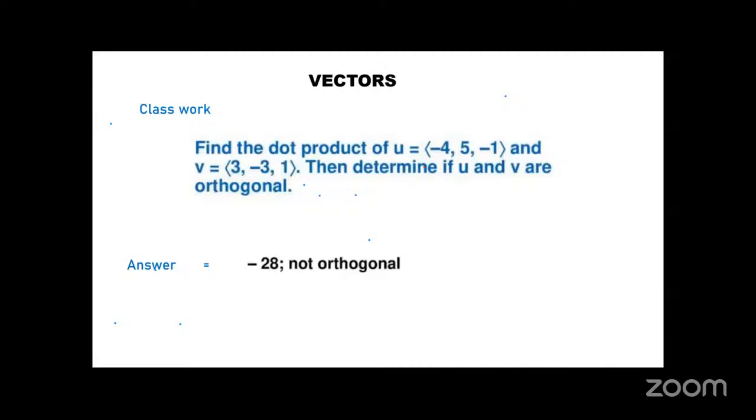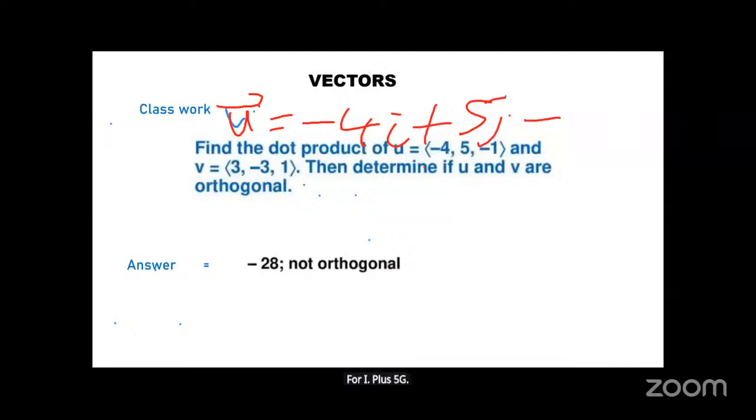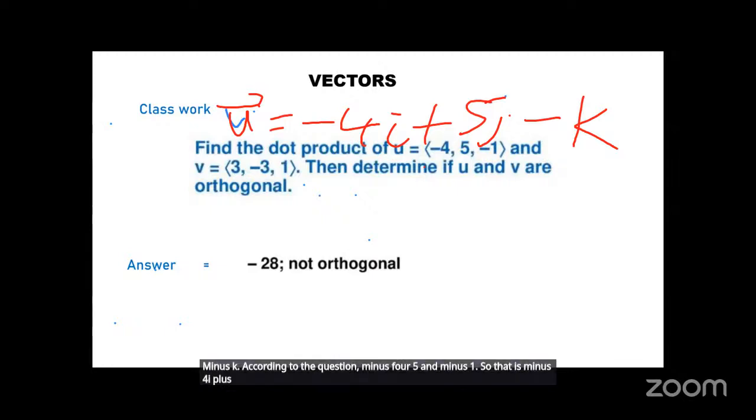Vector U is given as minus 4I plus 5J minus K. According to the question, -4, 5 and minus 1. So that is minus 4i plus 5j minus k.